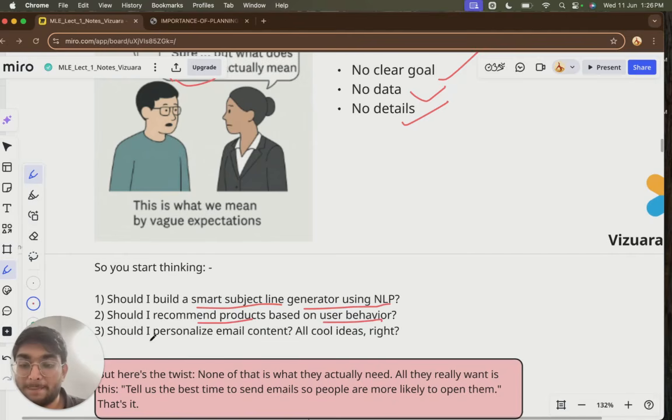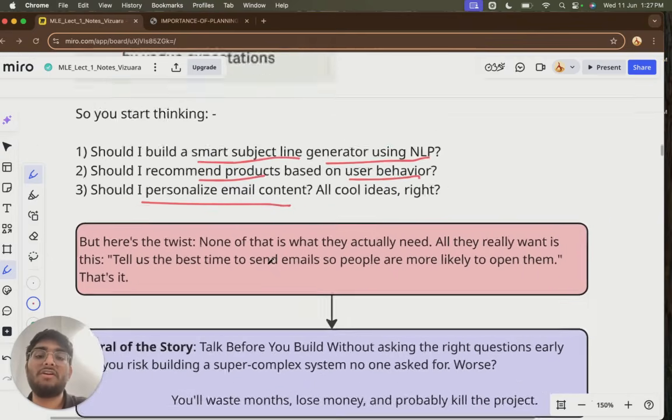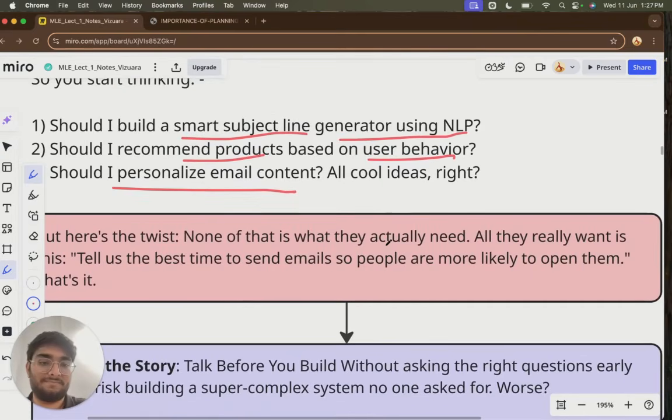Or should I personalize the email content? Or I should send the email to a specific person according to his specific needs and his past history. These are all very, very cool ideas. Seems like a very exciting project, right? But this may not be the case because here's the twist. None of this is what was actually needed.